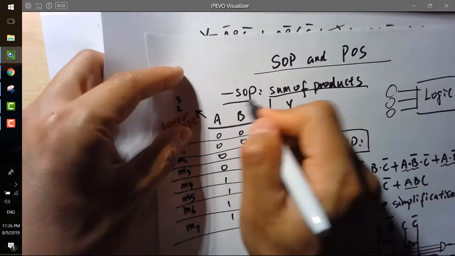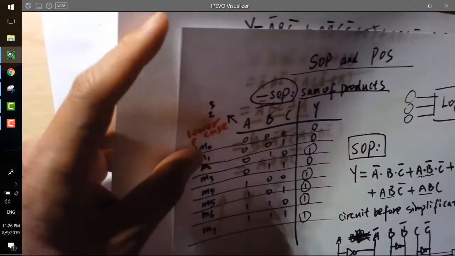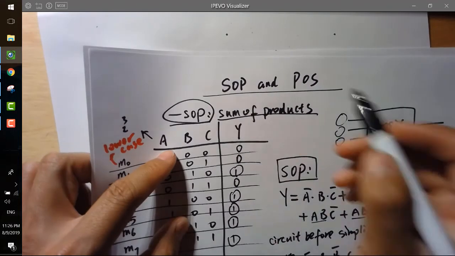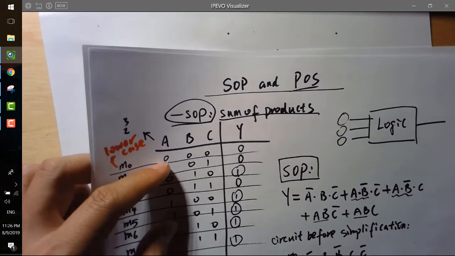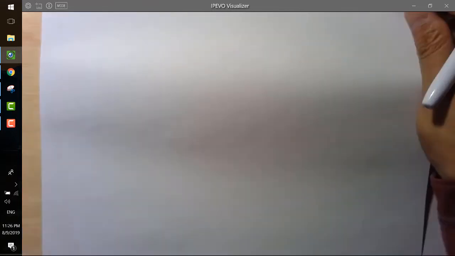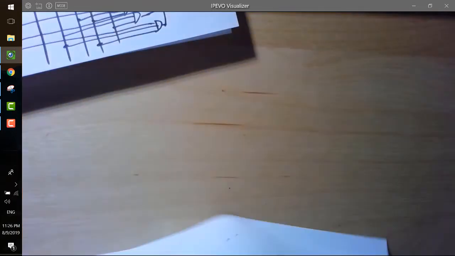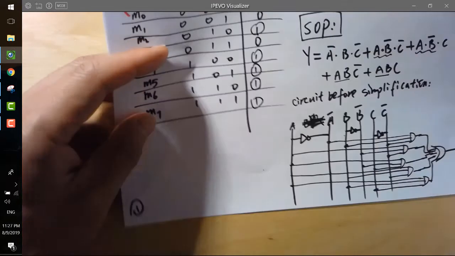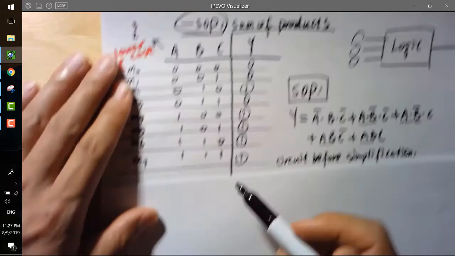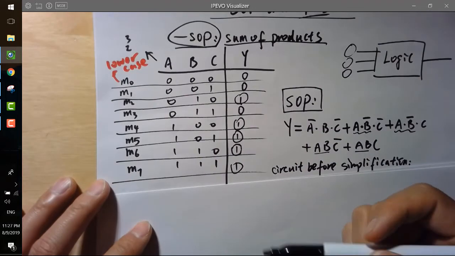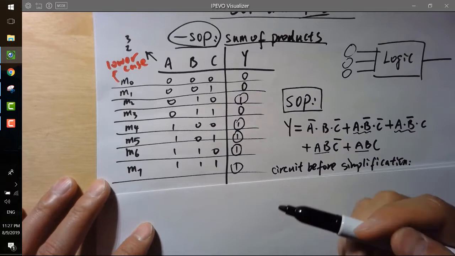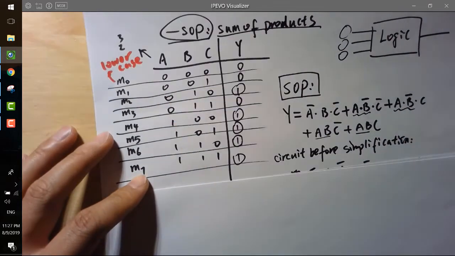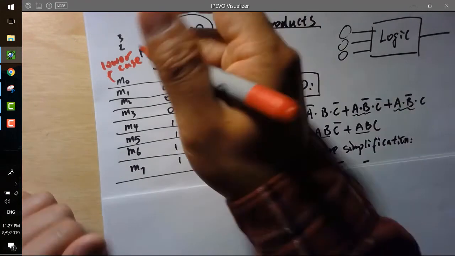So that's SOP. And there's another form which is called POS. I'm going to show you what that looks like. We are using the same example. When you are doing a POS, the labels are capitalized M for every row.